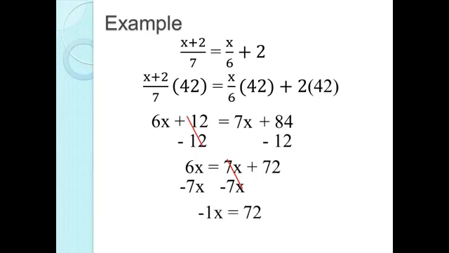This leaves us with the equation negative 1x equals 72. Our final step would be to get rid of the negative 1 by dividing by negative 1 on both sides. Our final answer would then be x equals negative 72.